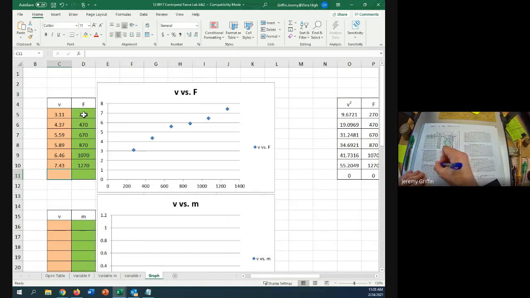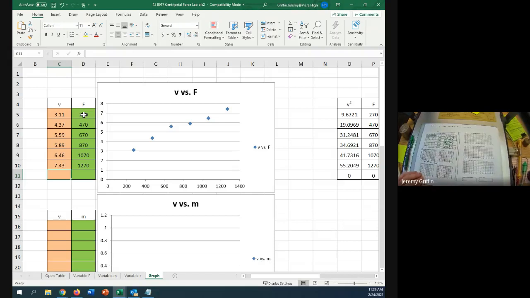So this is in millinewtons, right? So 200, 400, 600, 800, 1,000, 1,200, something like that. And then the speeds, well, the biggest speed was, oops, sorry, that's right. What was the biggest speed? It's like 7 point something. So if each tick mark represents 1 meter per second, because these would be in meters per second, to go 0, 1, 2, 3, 4, 5, 6, 7, 8, that would be able to contain all your data.